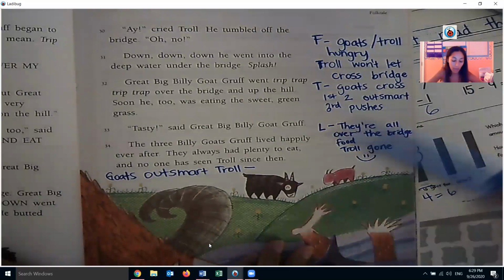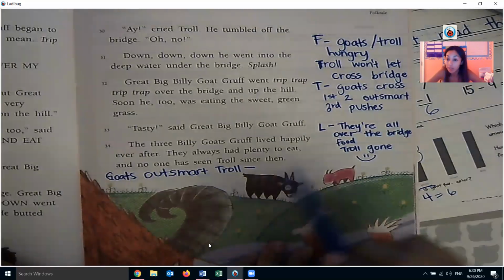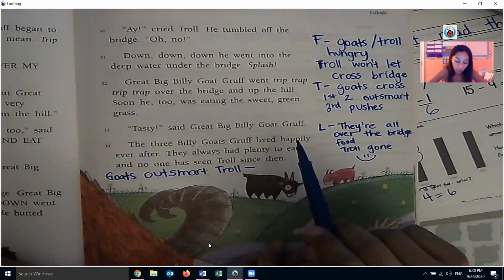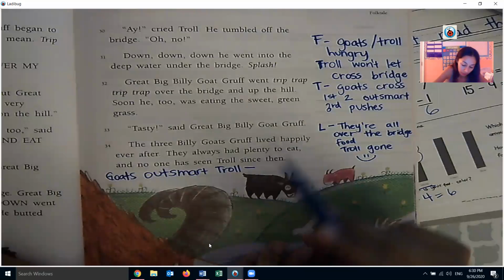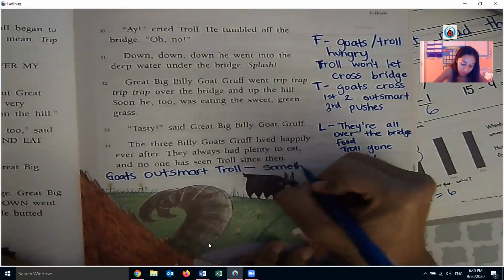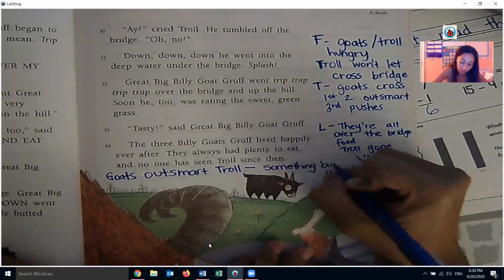So how do the goats outsmart Troll? So the third one does not outsmart him. The third one, he just pushes him out of the way. He's like, I'm hungry, get out of my way. But the first two outsmart him by saying something bigger or someone is coming. So that's how they outsmart him.